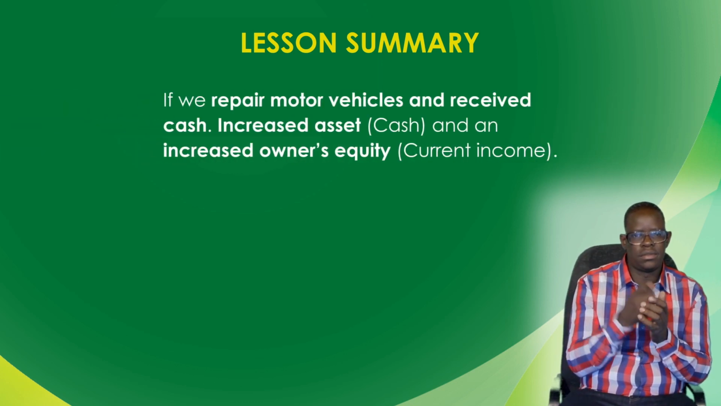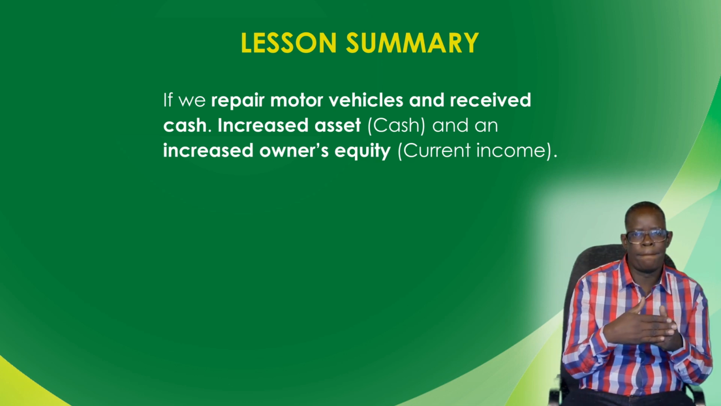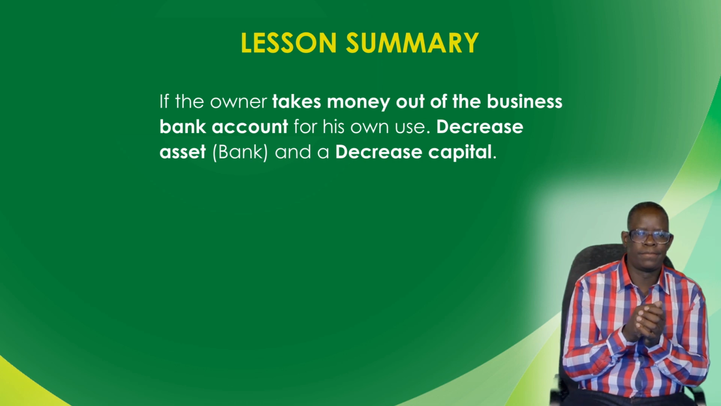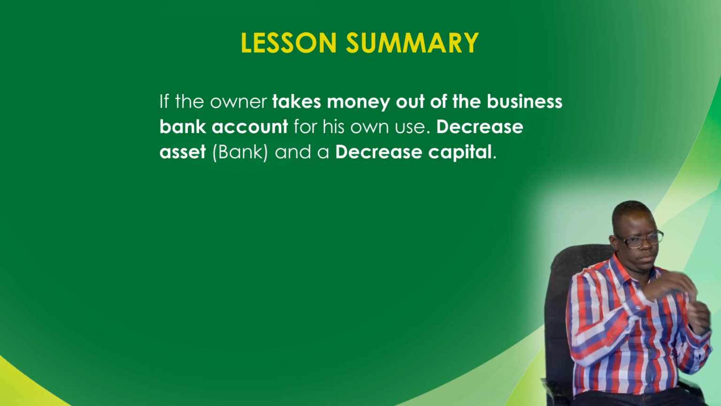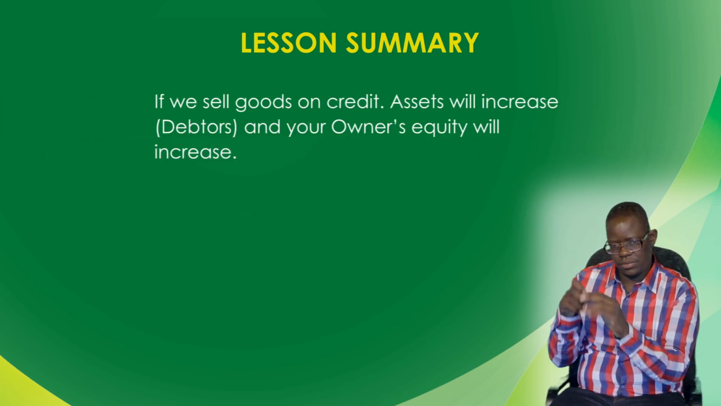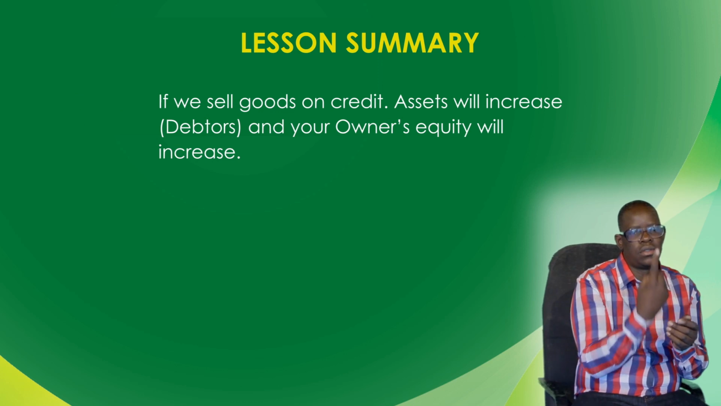If you repair motor vehicles and receive cash, increased asset, cash, and an increased owner's equity, current income. If the owner takes money out of the business bank account for his own use, decreased asset and a decreased owner's equity. If we sell goods on credit, assets will increase, debtors, and your owner's equity will increase.